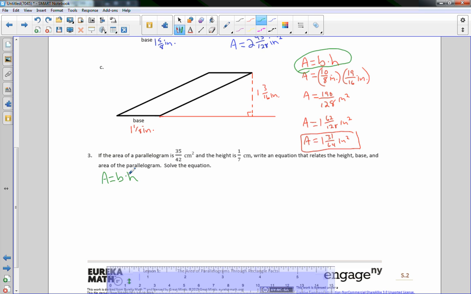We have 3 variables. We plug in our givens. The area is, that's my A in this case. So that is going to be 35 over 42 centimeters squared equals, that's my A, my b, I don't know, times the height, which is 1 over 7 centimeters. Okay, so now we have an unknown and we're multiplying by a fraction. And in order to move this 1/7 to the other side of the equal sign, we multiply by the reciprocal. So I'm going to multiply by 7 over 1.